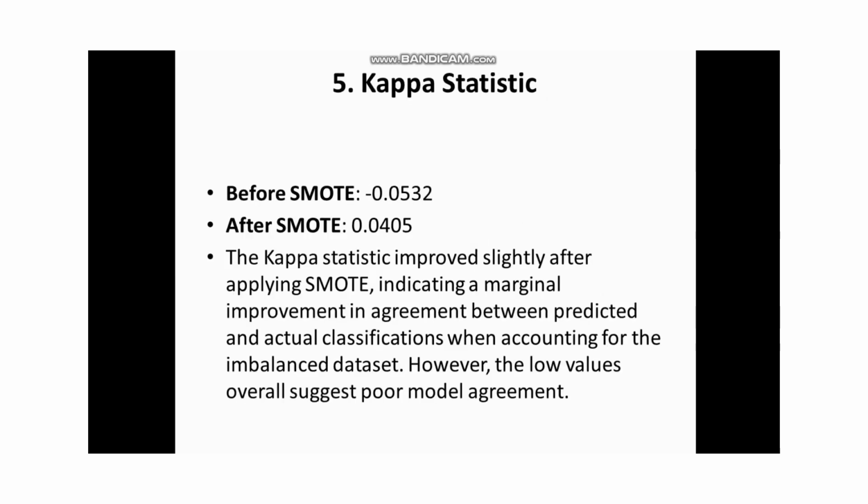So the kappa statistic. For before SMOTE, we're having minus 0.0532, and for after SMOTE, we're having 0.0405. The kappa statistic improved slightly after applying SMOTE, indicating a marginal improvement in agreement between the predicted and actual classifications when accounting for the imbalanced dataset. However, the low values overall suggest poor model agreement.